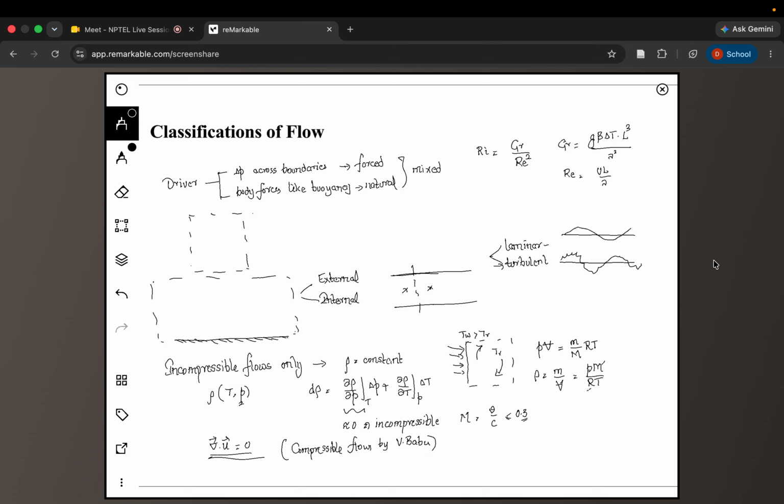But the idea that I want to bring here is all you need to check is whether the Mach number in your particular problem of interest is less than 0.3 or so. If it is, then you can use this equation del dot u equal to 0. If you have higher Mach numbers, then you have to move on to compressible flows. I think that is clear.